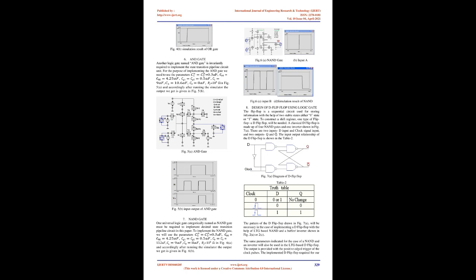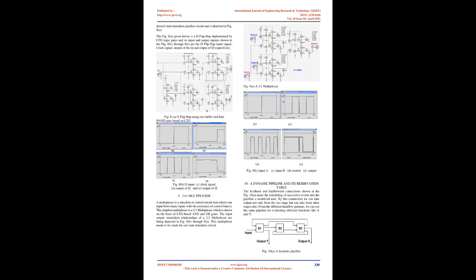The input-output relationship of the D flip-flop is shown in Table 2. The pattern of the D flip-flop drawn in Fig. 7a will be necessary in the case of implementing a D flip-flop with the help of LTG-based NAND and a buffer/inverter shown in Fig. 2a or 2c. The same parameters indicated for the case of a NAND and an inverter will also be used in the LTG-based D flip-flop. The output is provided with the positive edged trigger of the clock pulses.